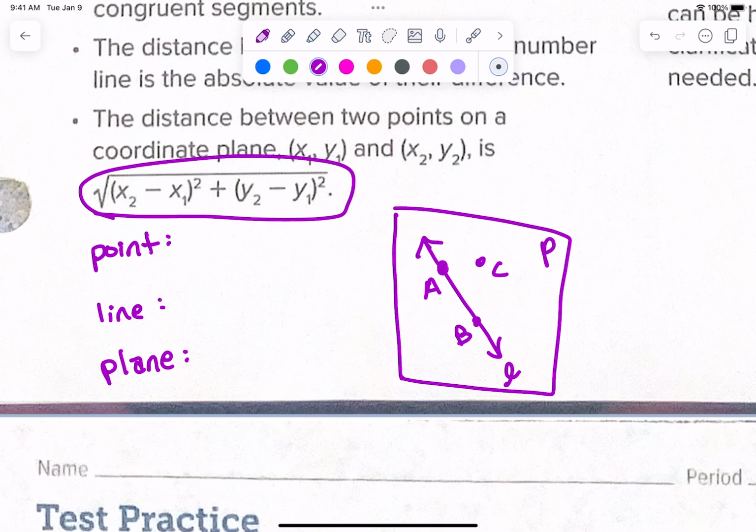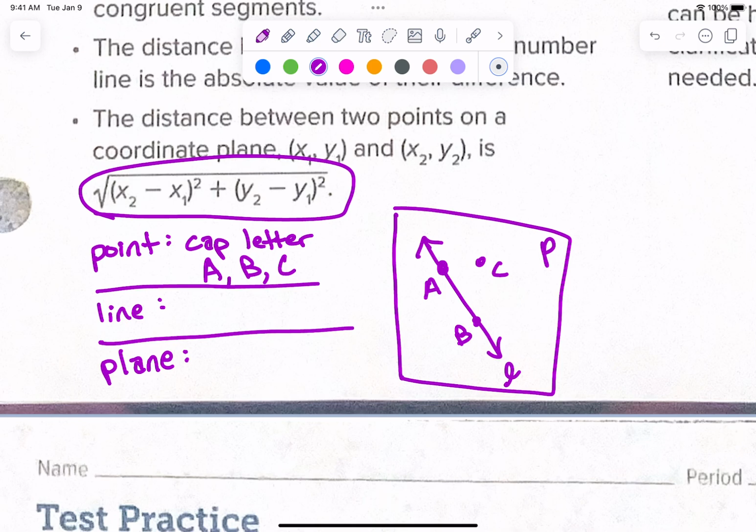Points have to have capital letters, like A or B or C. Any of those are naming points. If you just say A, B, or C, I'll know what you're talking about. But when we go to name lines, we have to have 2 letters. There's only one line on there. We can call it line AB, or we can call it AB with a line over top of it, or what else? Line L. But you have to have the word line in front of it. Line L, line AB, or AB with a line over top of it.